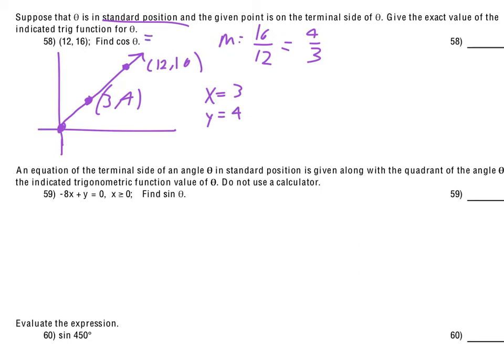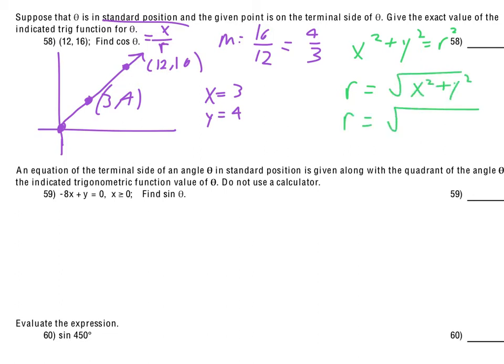Cosine, now again we have to remember our trig function ratios. Cosine is x over r. So I do need to find r. Remember x squared plus y squared equals r squared is the x, y, r form of the Pythagorean theorem that we know better as a squared plus b squared equals c squared. Since we're trying to find r, we would probably write that as r equals the square root of x squared plus y squared.